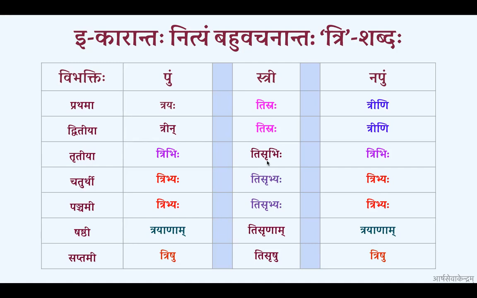And as always, the pattern remains the same for Strilinga in Trutiya to Saptami. So Trutiya ends in bhihi, Chaturthi and Panchami end in bhyaha, Shashti ends in nam or Nam, depending on the Natvam rule, and Saptami ends in su or shu.